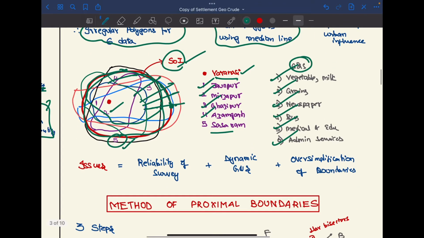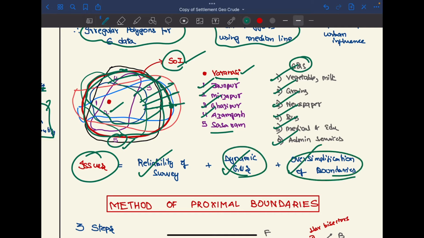What are the issues with this method? Reliability of the survey, dynamic nature of goods and services, and oversimplification of the boundaries. So these are the three issues.